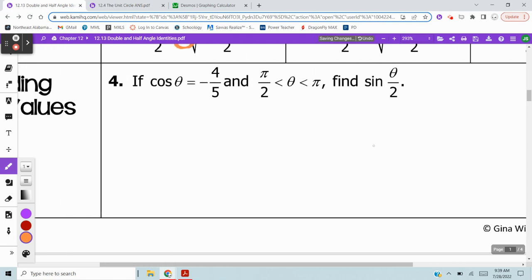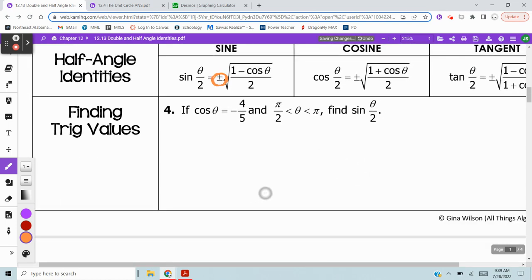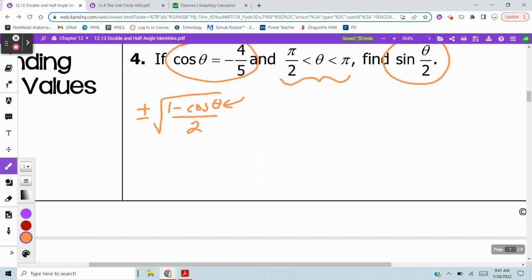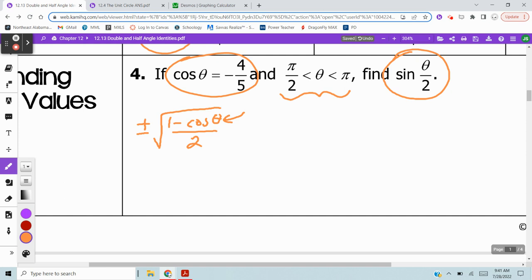So let's start with our first problem here. We're asked to find the sine of theta over 2. So obviously we're going to use this first one right here. In order to use it, we see that the only value we need to plug in is cosine, and that's actually what they're giving us. So this information here won't be valuable to us because we're not having to find sine or tangent. So we are looking for sine of theta over 2.